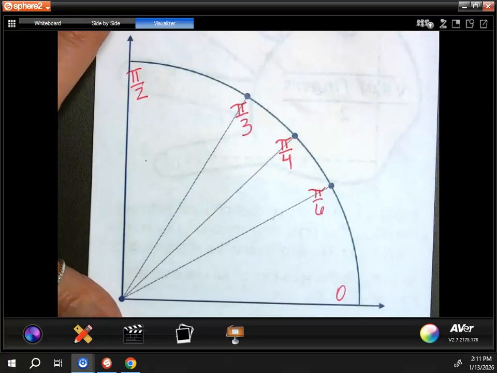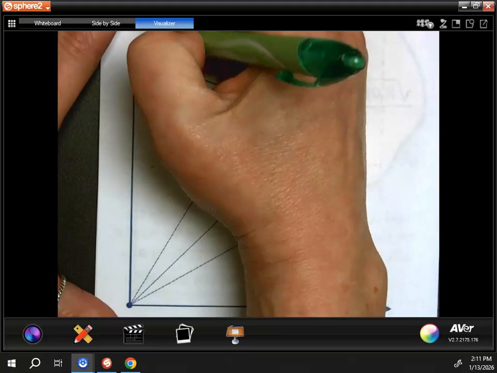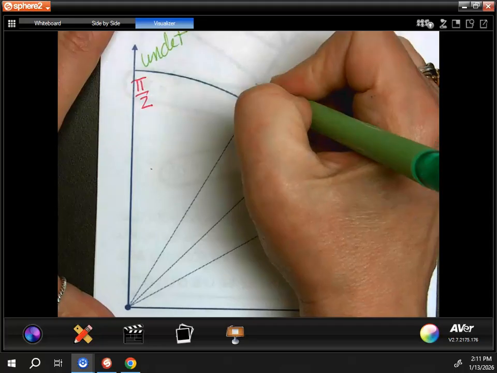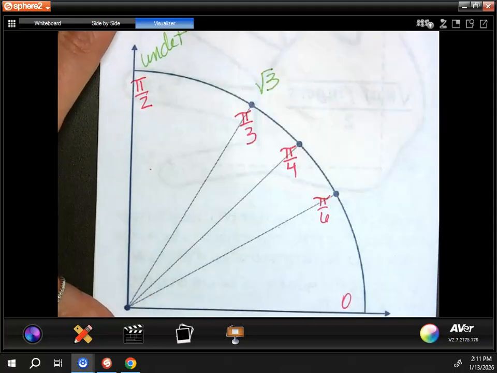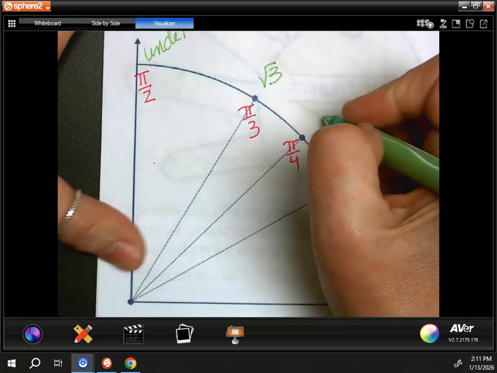Okay, so let me explain this tangent thing to you. So you start up here with U. So this is undefined. The next one is R, so square root of 3. Oh, I totally got ahead of myself. Oh, wait, whatever. One is 1.